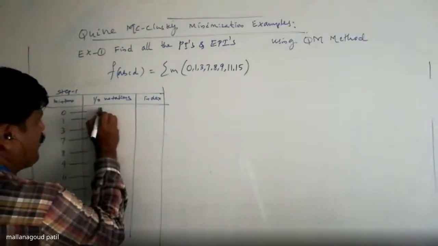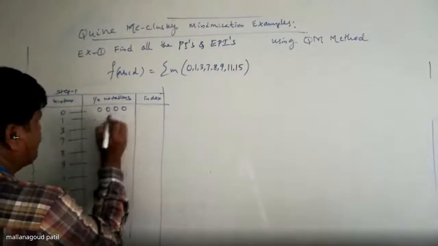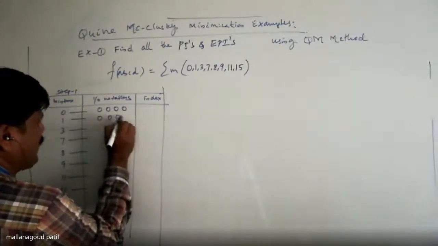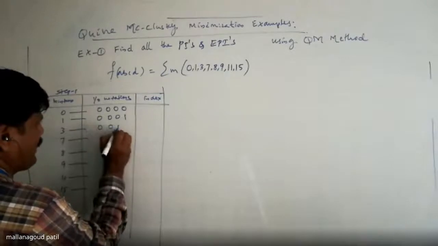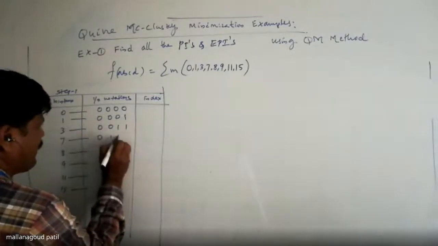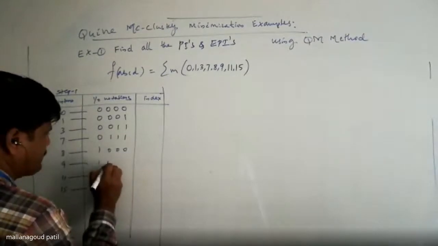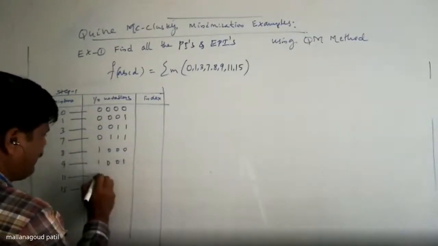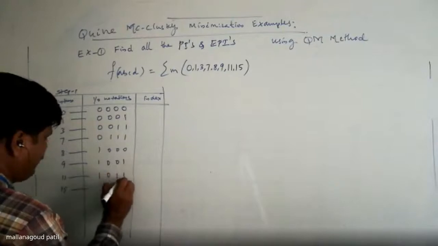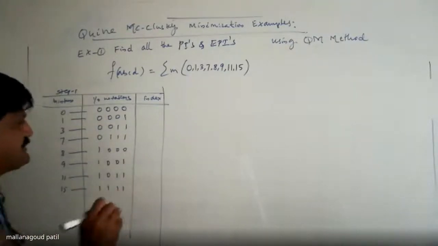0 in 4-bit equivalent binary will be 0, 0, 0, 0. Similarly, 1 will be 0, 0, 0, 1. 3 will be 0, 0, 1, 1. And 7 will be 0, 1, 1, 1. And 8 will be 1, 0, 0, 0. And 9 will be 1, 0, 0, 1. 11 will be 1, 0, 1, 1. And 15 will be all ones.